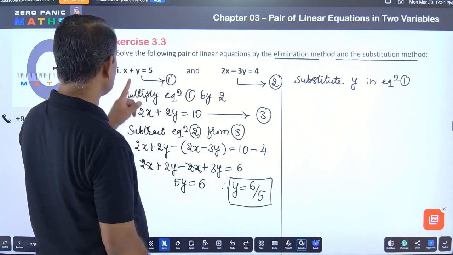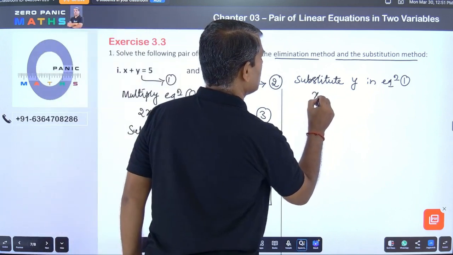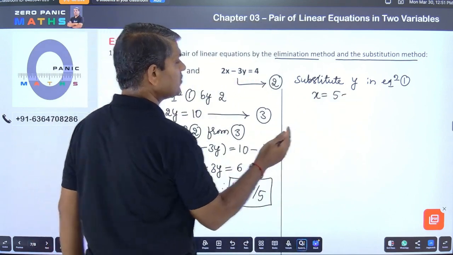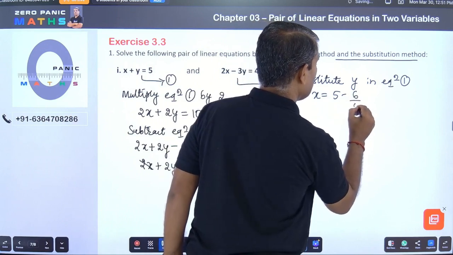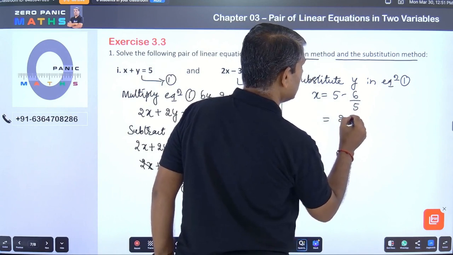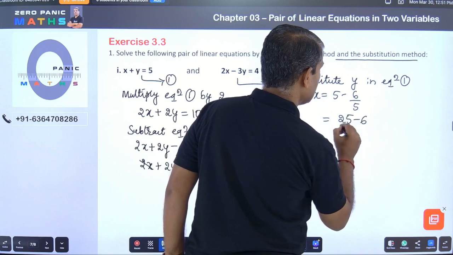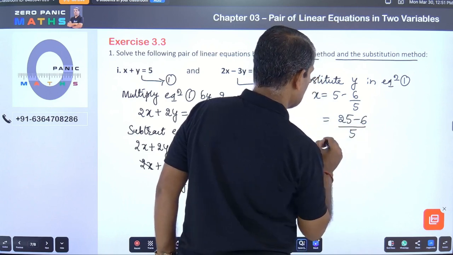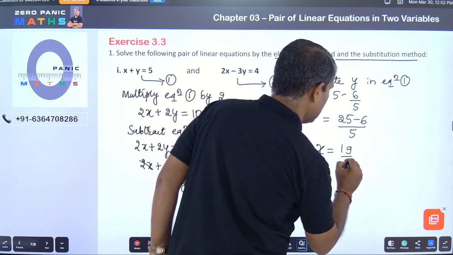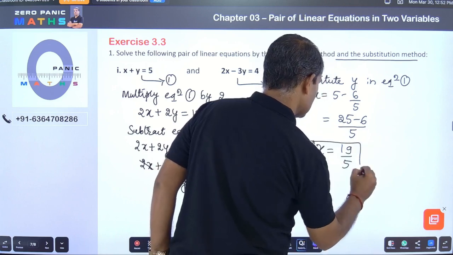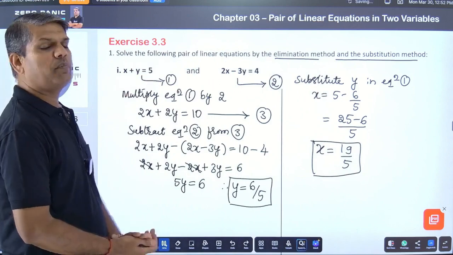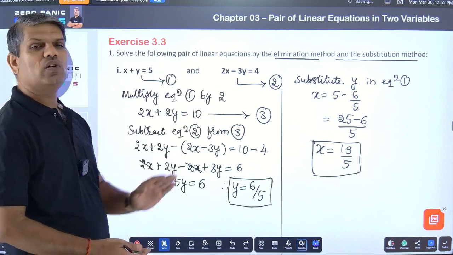What I want is x. So x is equal to 5 minus y. What is y? 6 by 5. So cross multiplication, 5 fives are 25, minus 6, divided by 5. So that gives me x is equal to 19 by 5. So these are the two values for the pair of linear equations that satisfy these two equations.